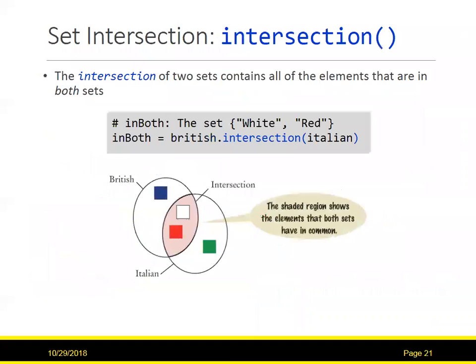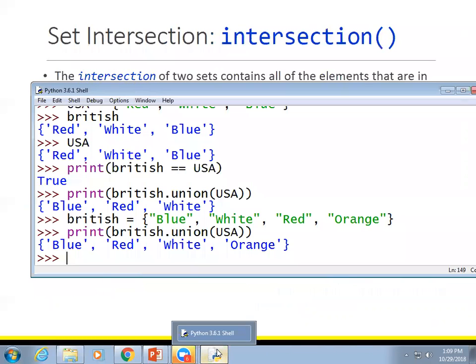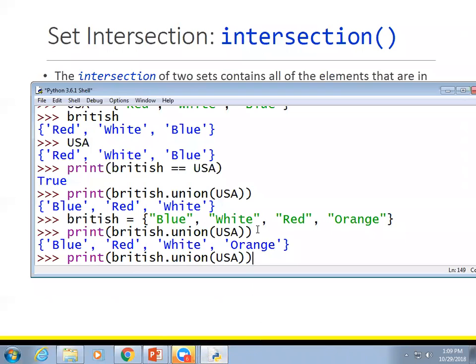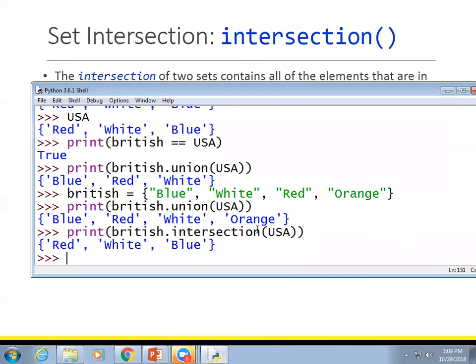Okay, intersection. So let's do intersection. Now we're going to print out, actually I should be able to just take this one here. Intersection, or is it just intersect? Oh, it's intersection, okay. So now I printed out British intersection USA. Those are only the things that are common. Orange was not included because orange did not exist in USA.